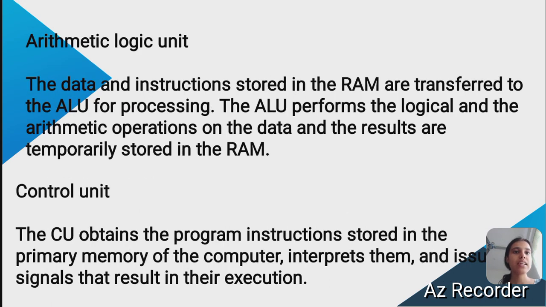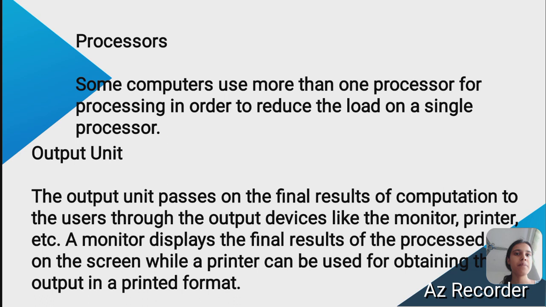Arithmetical logical unit. The data and instructions stored in the RAM are transferred to ALU for processing. The ALU performs the logical and the arithmetic operations on the data, and the results are temporarily stored in the RAM. Control unit. The control unit obtains the program instructions stored in the primary memory of the computer, interprets them, and issues the signals that result in their execution.